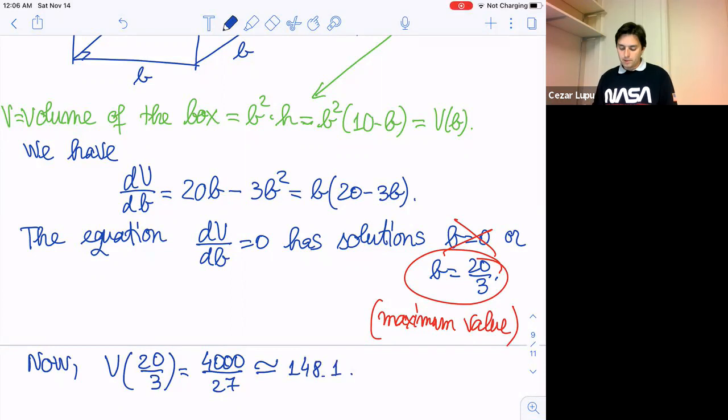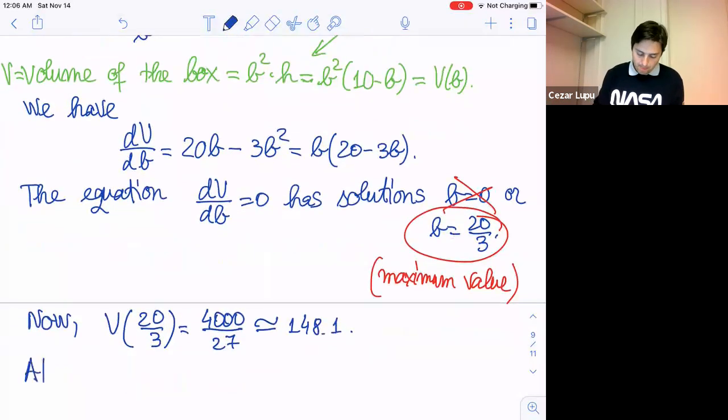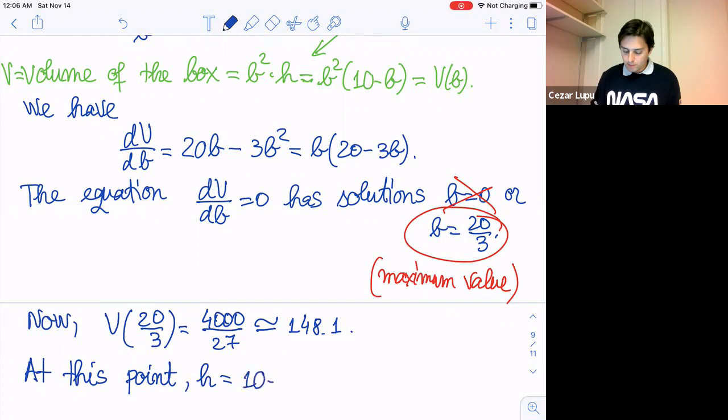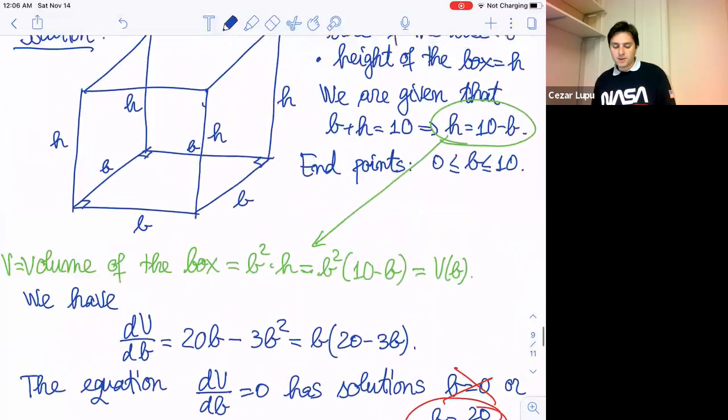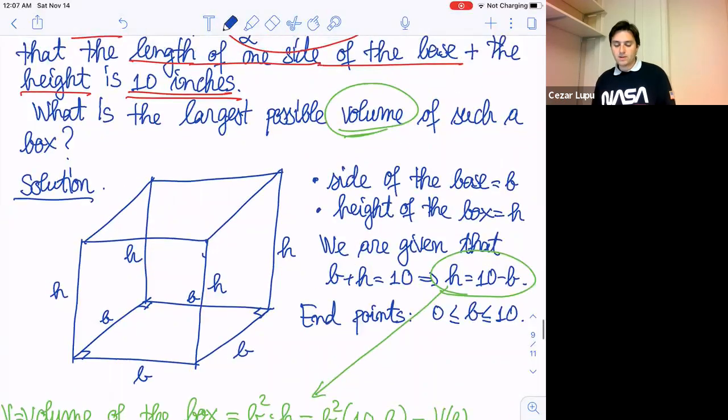So at this point, the altitude, h, is 10 minus b, which is 10 over 3. And that's it. Because look at the problem: we're asked, what is the largest possible volume of such a box? Okay. All right, I think we have plenty of applications.